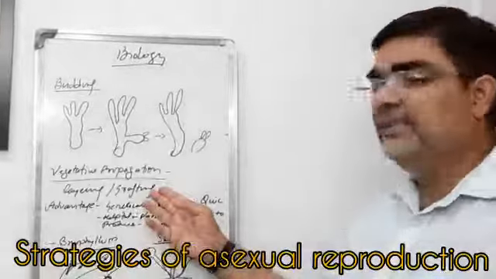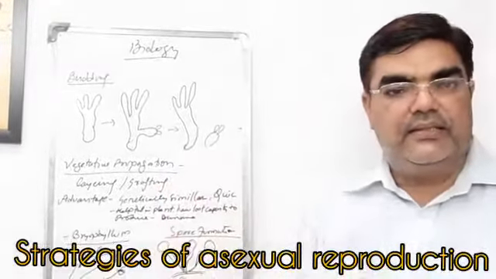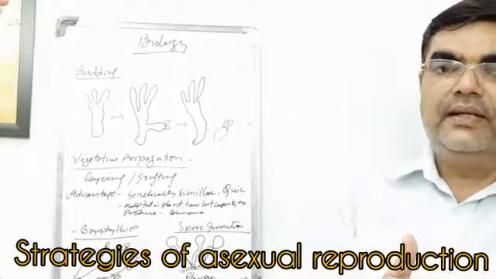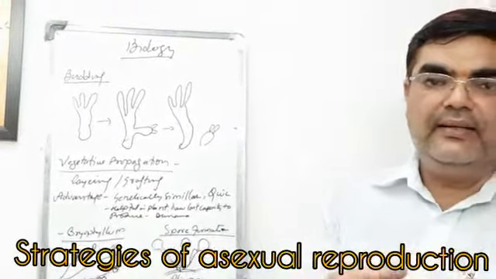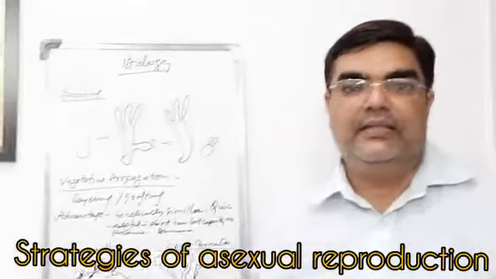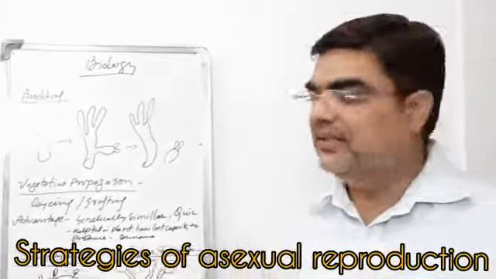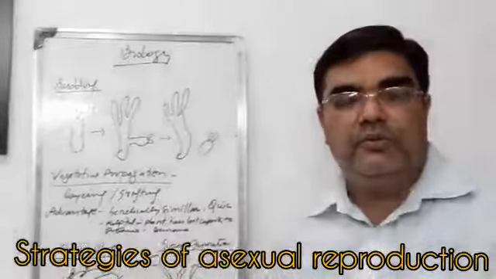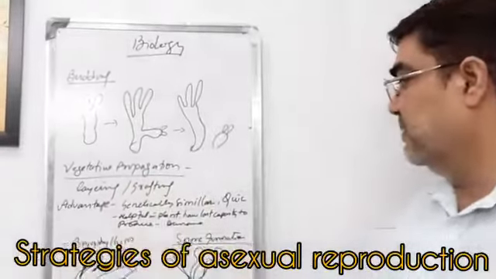And in grafting, one part is cut off from a healthy plant and planted in another pot and grows into a new plant. So that is grafting. So why do we use vegetative propagation?